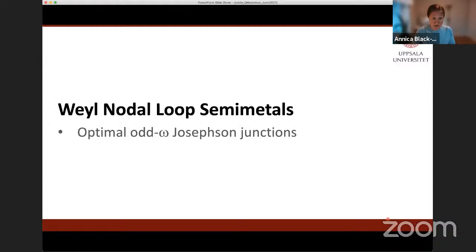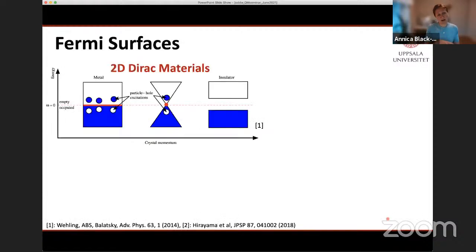To introduce that, let me start with the 2D Dirac materials. So the 2D Dirac materials position you in between the metal, where you have a lot of particle-hole excitations on one hand, and an insulator on the other hand. The Dirac material has a Dirac spectrum with a very limited phase space for particle-hole excitation. This is in 2 dimensions, but the typical examples are graphene or the surface of a 3D topological insulator.